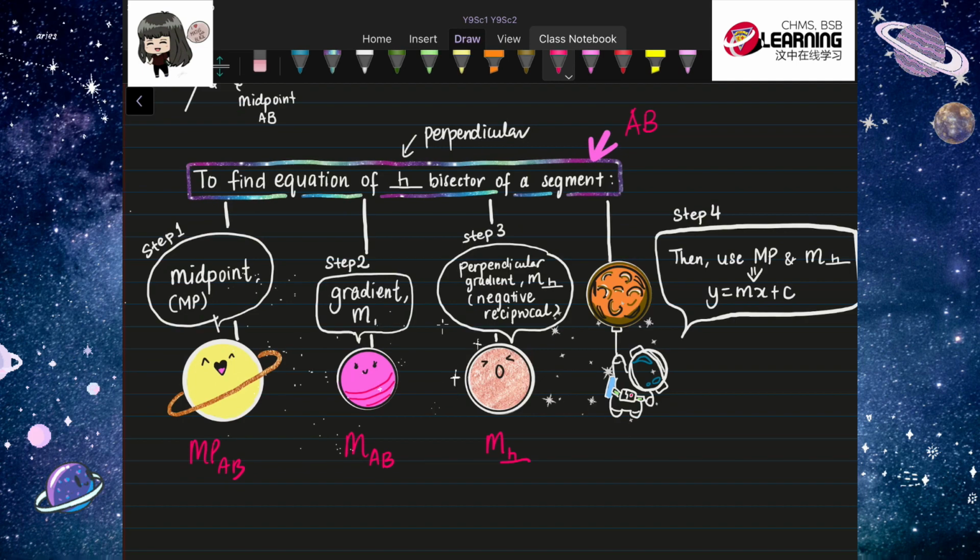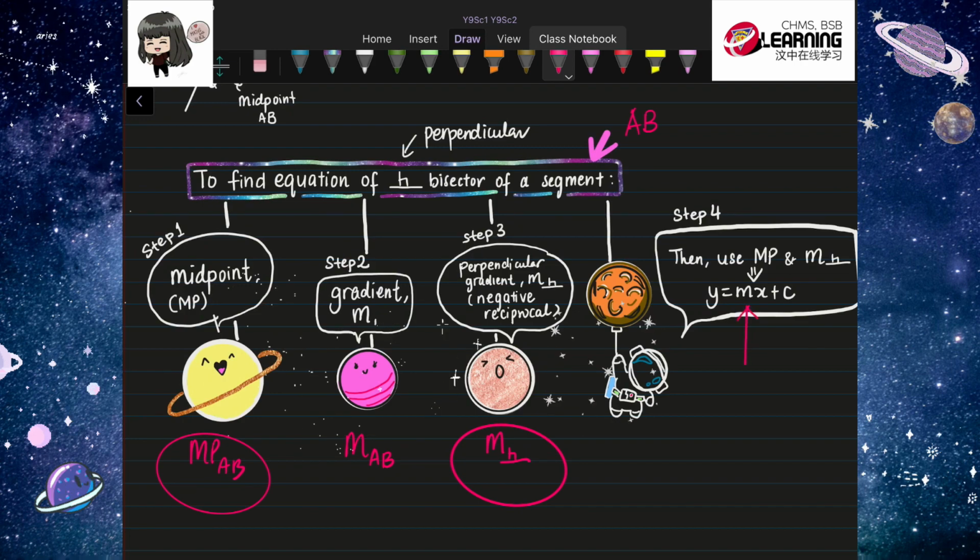Then step 4, you find y equals mx plus c. If you find the equation of a line, it's always y equals mx plus c. But you need to use your step 1 midpoint and also your step 3 gradient. Then only you can find y equals mx plus c.